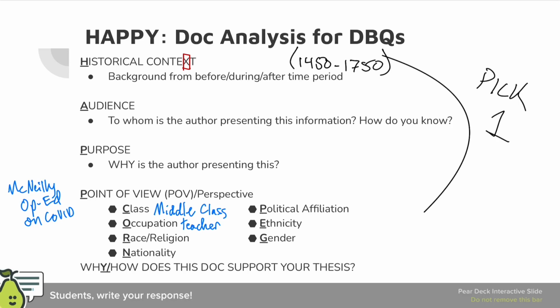Compare that to, say, for instance, the King and Queen of Spain. If we were analyzing a document by the King and Queen of Spain, we wouldn't put them in the middle class, we would put them in the wealthy class. Okay, so go ahead and take a moment to describe what you think Christopher Columbus's class would be. Go ahead and pause the video and jot down an idea.